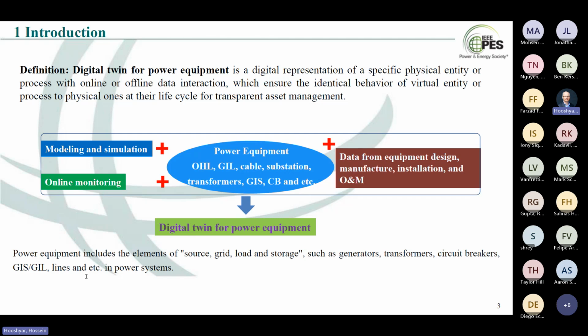Now, what we define, similar to what he just mentioned, is a digital representation of a specific physical entity or process with online or offline data interaction, which ensures the identical behavior of a virtual entity to the physical one at their life cycle management. So we basically wanted to have a transparent asset. When we talk about the power equipment, we are focused on source, grid, load, and storage, like the generator, transformer, circuit breaker, GIS, lines, all such kind of things.